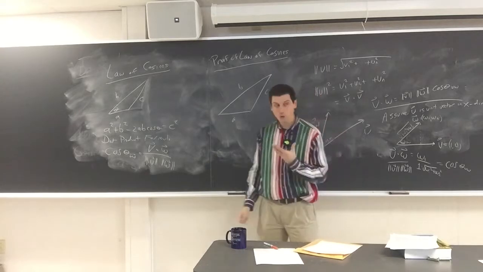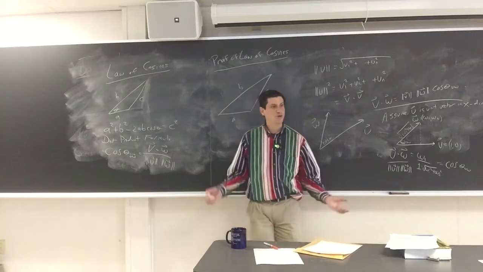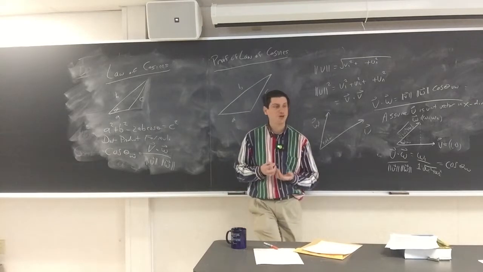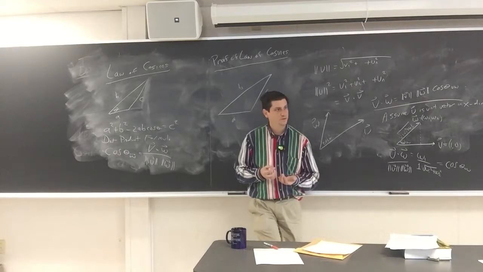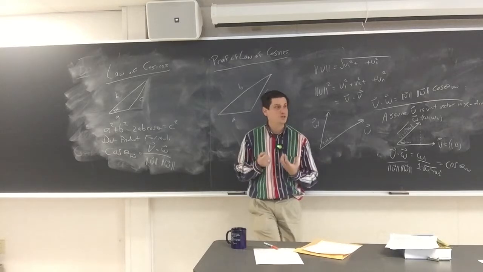Well, we want the formula to hold for non-right triangles, but as we're trying to do the proof, what type of triangles do you think we want? Ones with easy numbers, so that we can do a calculation. Okay, and so what are the only triangles we can compute with? Right triangles. Okay.